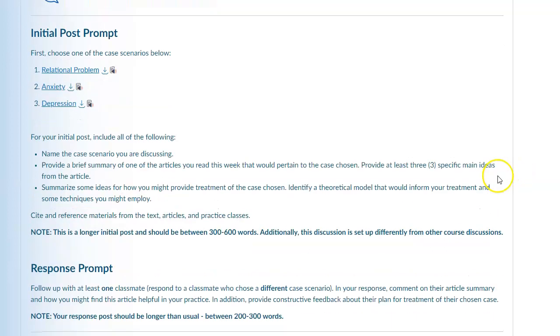You are also required to have at least one response to one of your classmates. Just as usual, just provide some constructive feedback, maybe some good positive reinforcement. I want to see that you are also reading some of the ideas of your classmates.